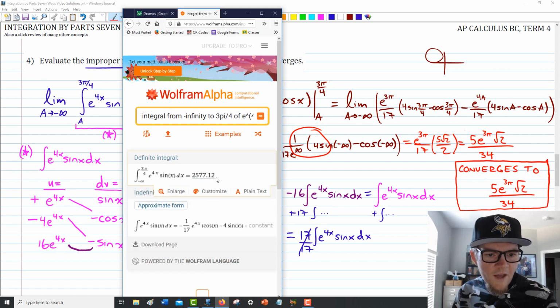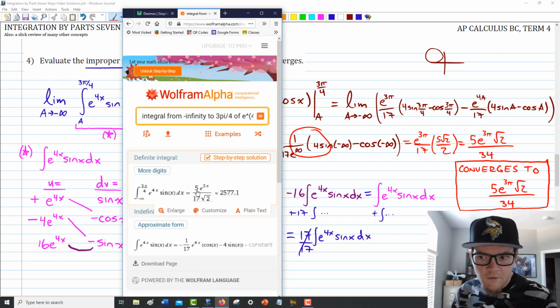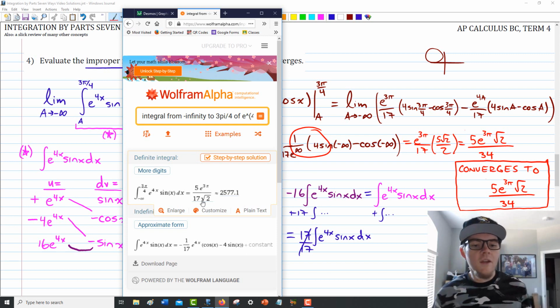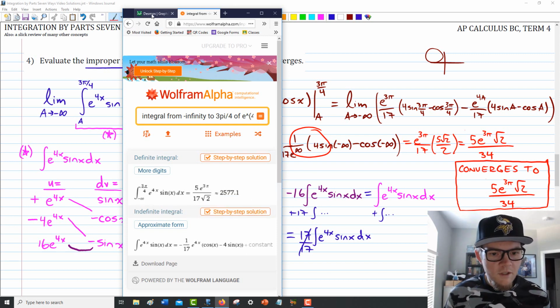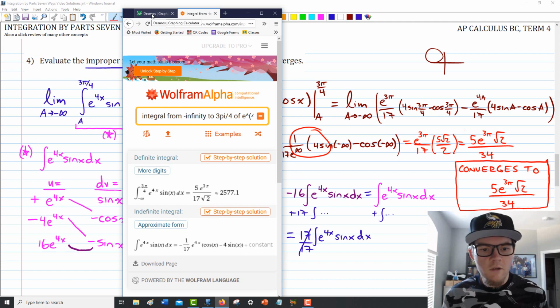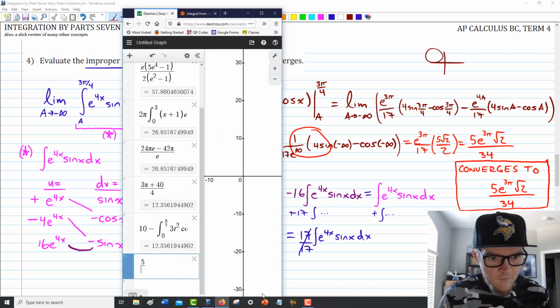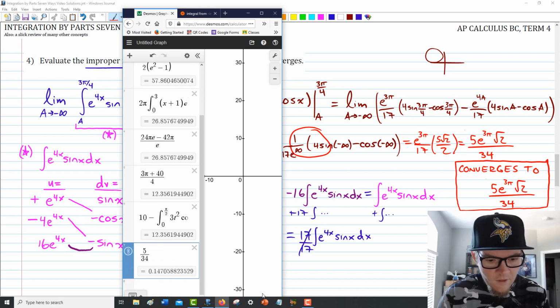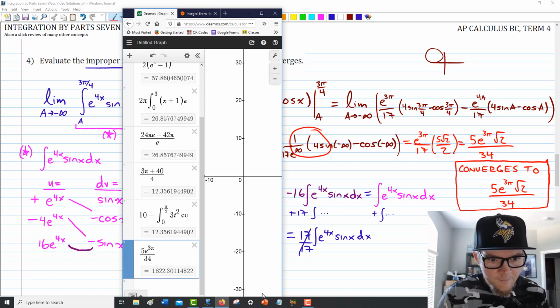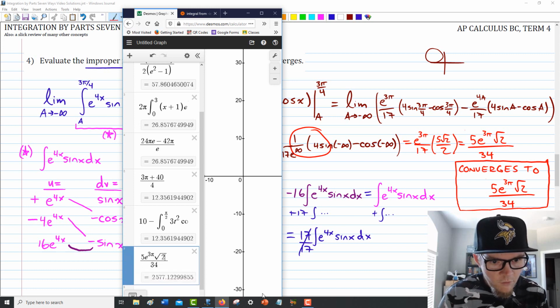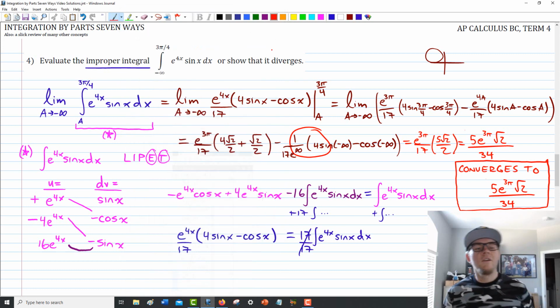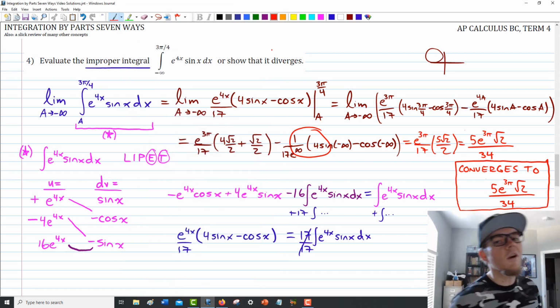Oh, it says it's 2570. So wait, 5e... shoot, it looks different. 5e to the 3 pi over 17 root 2. Oh, they just didn't rationalize. Okay, yeah, we should be good. So everything looks good. Let me make one more confirmation just to make sure. So 2577.1. So if we do this, 5e to the 3 pi over 4 square root of 2 over 17 gives 2577.1. Yes, we got it. I'm 4 for 4.